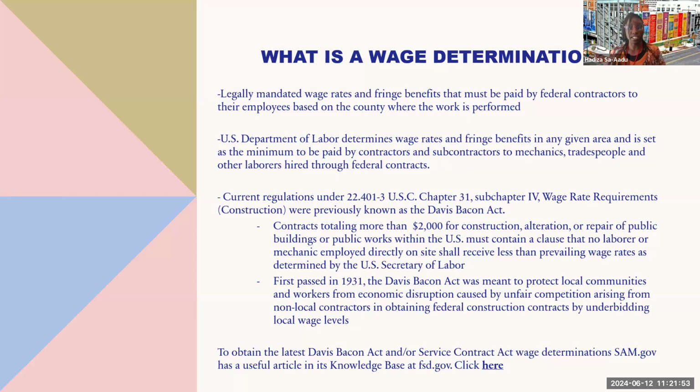Current regulations under 40 USC Chapter 31, Subchapter 4, called Wage Rate Requirements in Construction, which is previously known as the Davis-Bacon Act, provide for the following. Contracts totaling more than $2,000 for construction, alteration, or repair of public buildings or public works within the United States must contain a clause that no laborer or mechanic employed directly on site shall receive less than the prevailing wage rates as determined by the U.S.